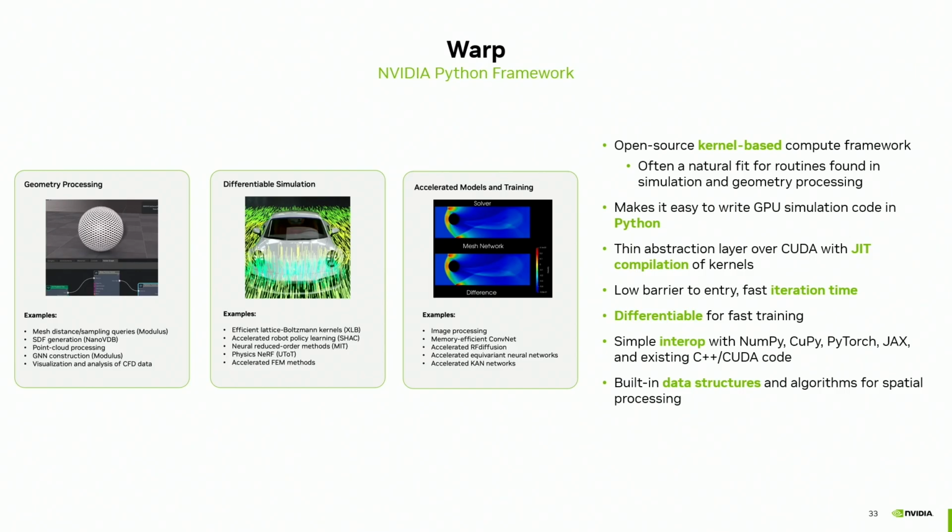So, speaking of Warp, Warp is an open source NVIDIA framework in Python that has use cases across geometry processing, differentiable simulation, and accelerated models and training. Warp provides a super thin abstraction layer over CUDA so that you can write GPU simulation code in Python and have simple yet efficient interoperability with DL frameworks that allow for flexibility in combining simulation and AI methods. Industry applications for Warp cover CAE, or computer-aided engineering, simulation AI, and robotics, just to name a few.